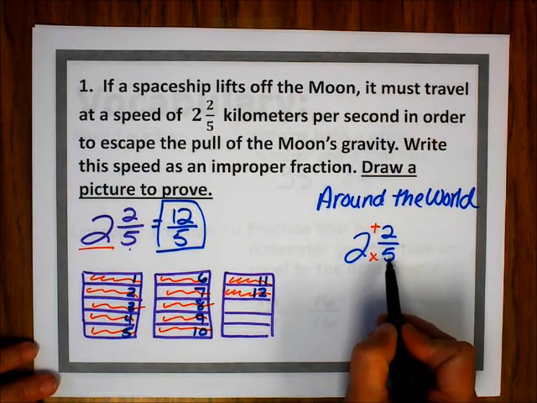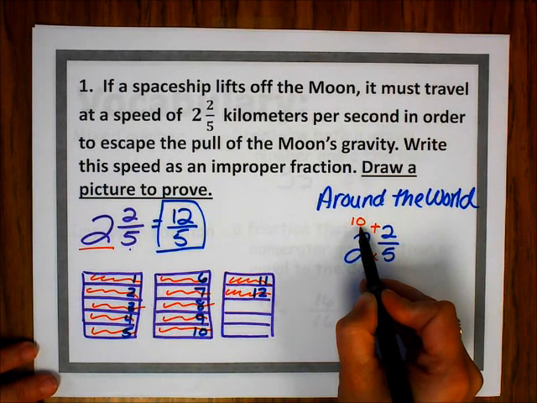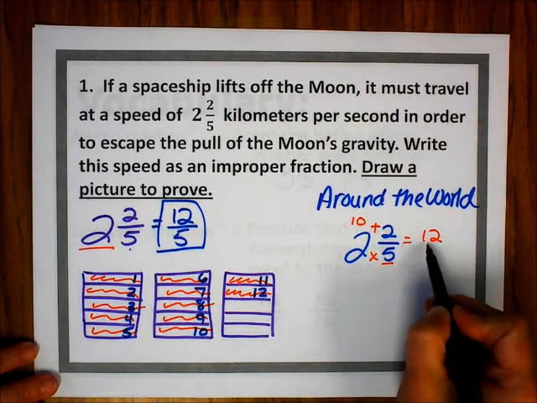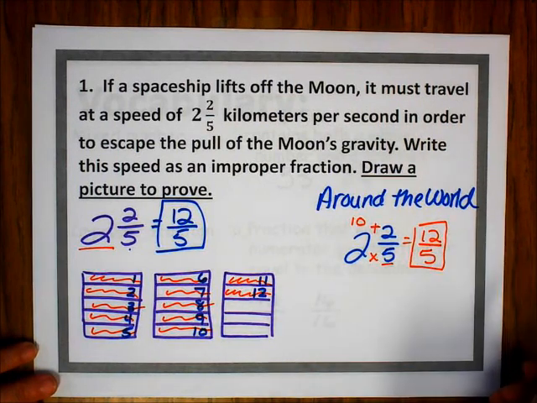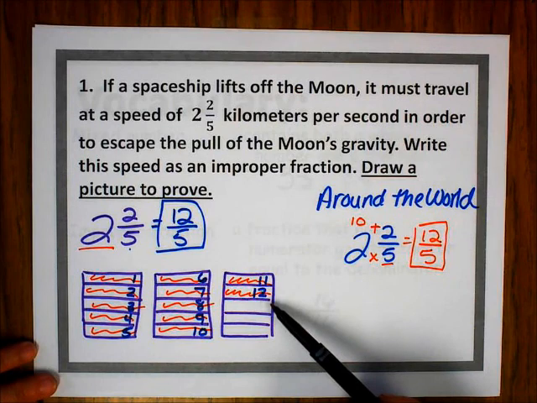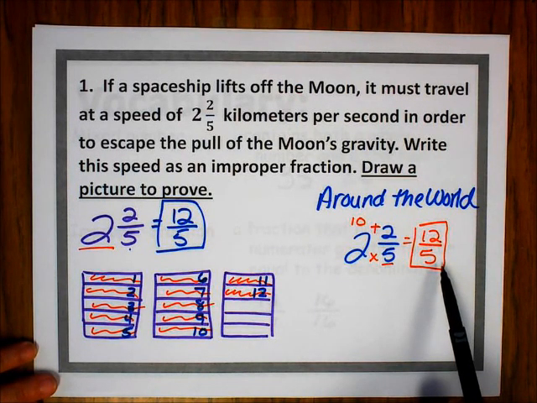So let's practice. 5 times 2 is 10. Please write your product up above. Now let's add. 10 plus 2 is 12. And remember, my denominator stays the same. So once again, I've shown by using my around the world strategy and my model that 2 2/5 is equivalent to 12/5.